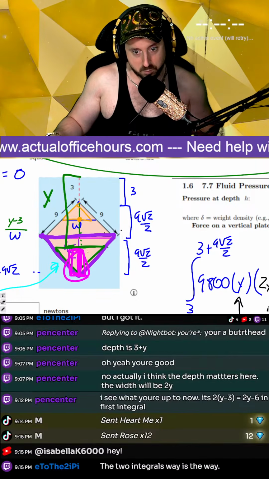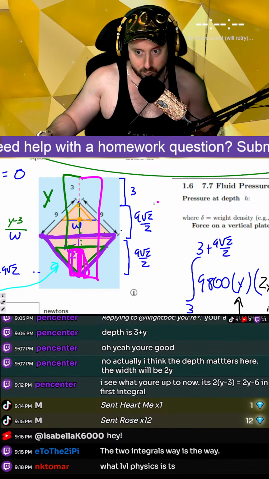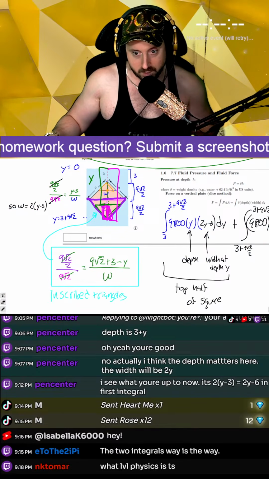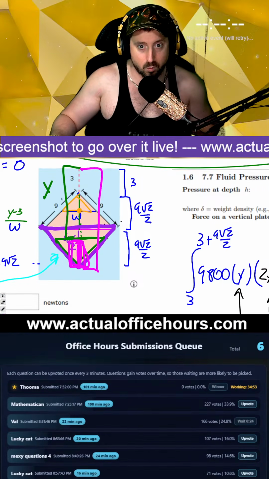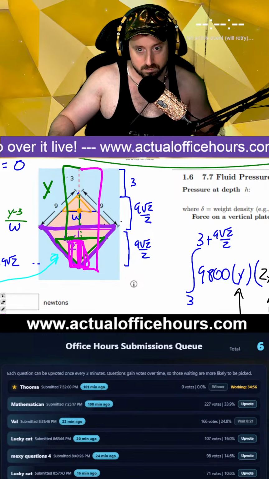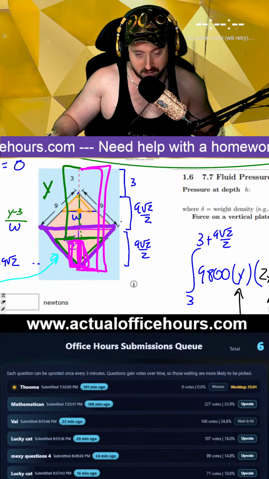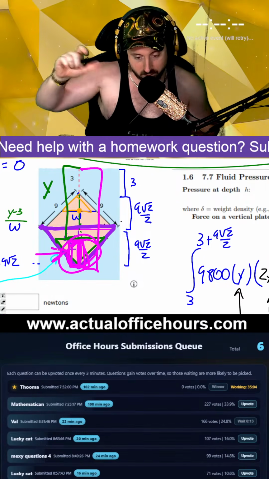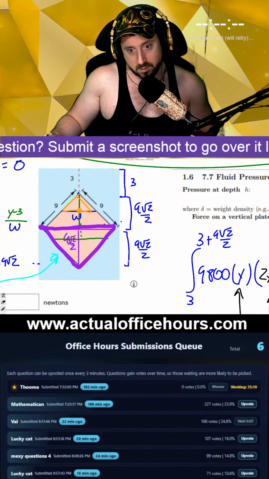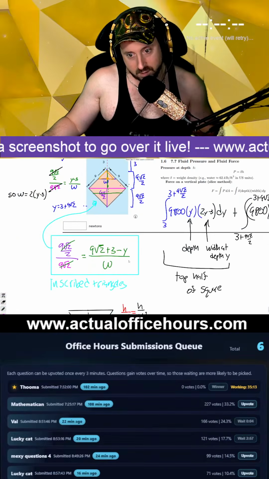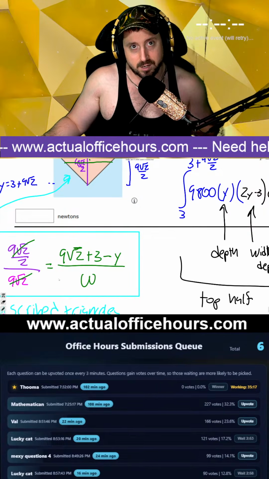This portion is equal to the whole depth, which is 3 plus 9 root 2, minus whatever y is. So wherever you are, that subtracted from 3 plus 9 root 2 gets you the leftover height of the inscribed triangle you're dealing with. It's 9 root 2 plus 3 minus y. Yeah.